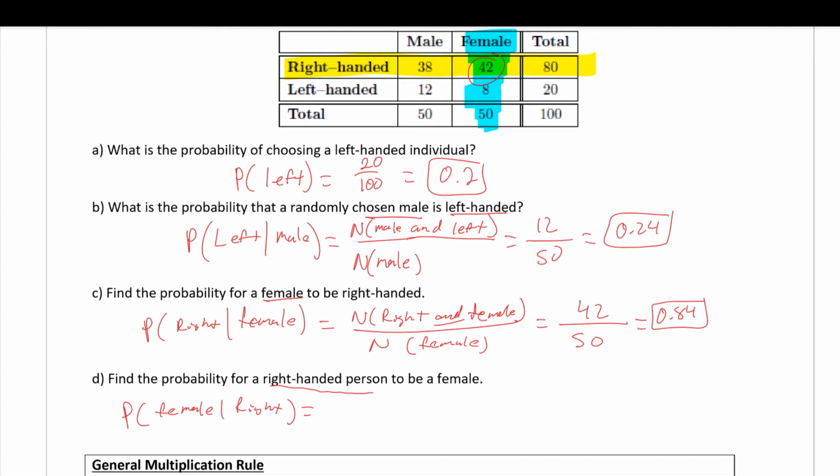Again, we're counting the number of those who are female and right-handed. And then the denominator is the number of those who are right-handed. Now, the denominator here would be those who are right-handed. That's a total of 80. And those are female and right-handed. Well, it's the same as in part C, the intersection, which is 42. So you see it's a different probability altogether. It's 42 out of 80 instead of 42 out of 50. And if you put this into your calculator, you're going to get something like 0.525.